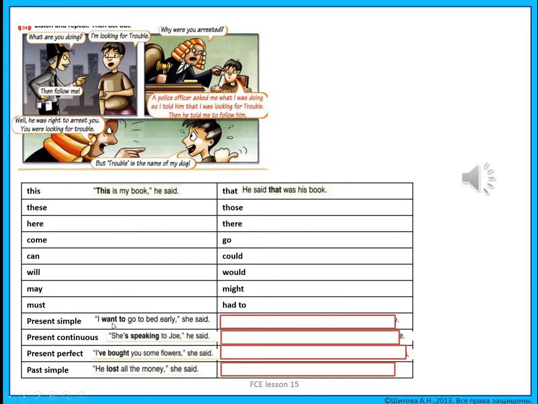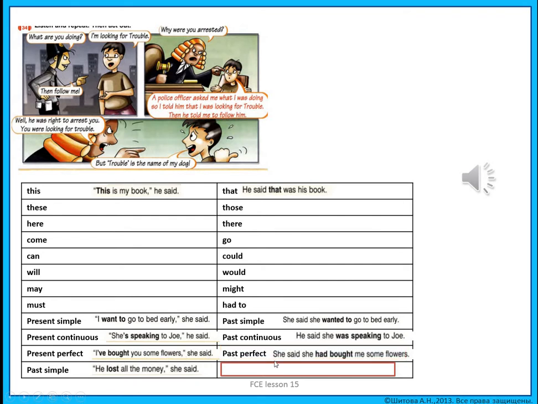Then present simple, for example, "I want to go to bed early," she said, we change into past simple. She said she wanted to go to bed early. Present continuous, "She is speaking to Joe," we change into past continuous. She said she was speaking to Joe. Present perfect, "I bought you some flowers," she said, we change into past perfect. She said she had bought me some flowers. And past simple, "She lost all the money," she said, we change into past perfect. She said she had lost all the money.